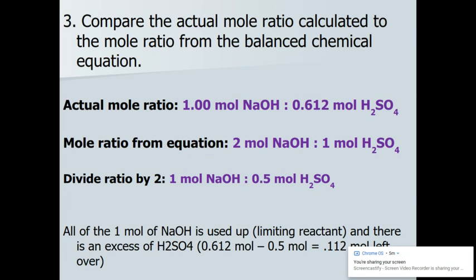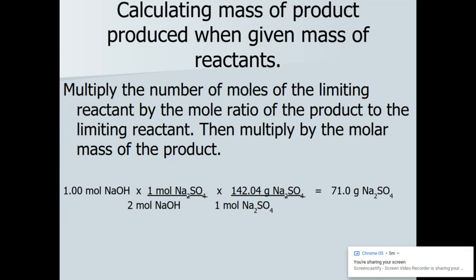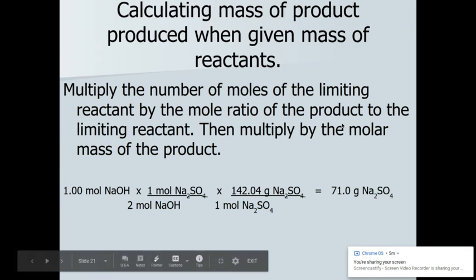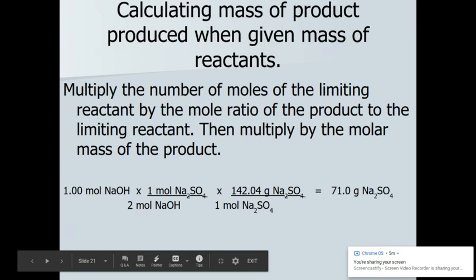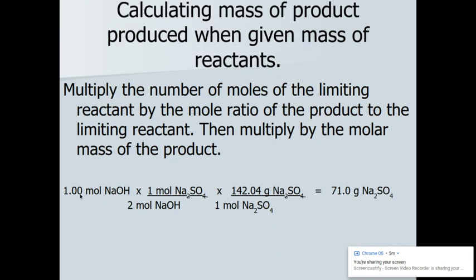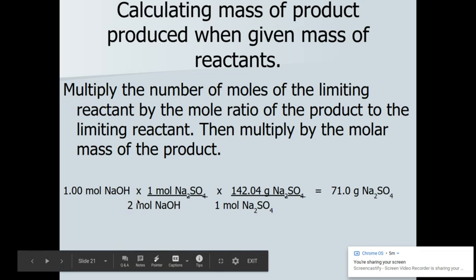I don't want to do mass here. So this is how we can calculate the mass. If we want to calculate the mass of that limiting product, we say here we have 0.112 moles left over. Well, how do we figure that out? Well, here's the way. We have our original mole, our limiting reactant. This is how much we have of it.